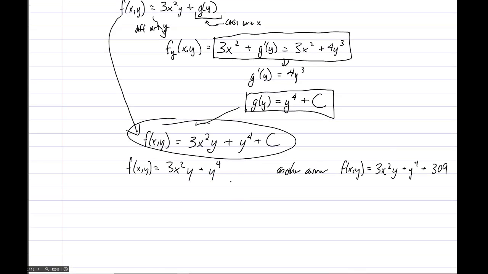The point is, just like with antiderivatives, think about a potential function as being like an antiderivative. It's the antiderivative if by derivative we meant the gradient. So just like there are multiple antiderivatives in Calc 1, there are multiple potential functions.